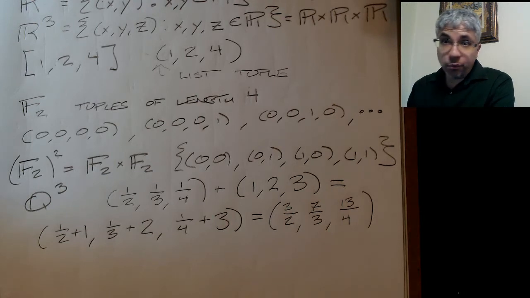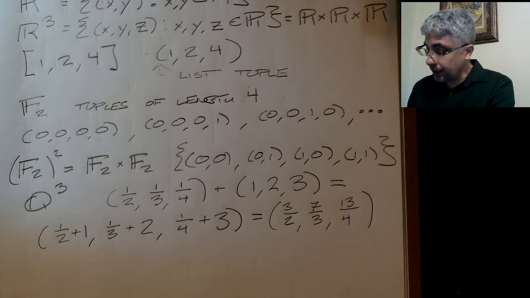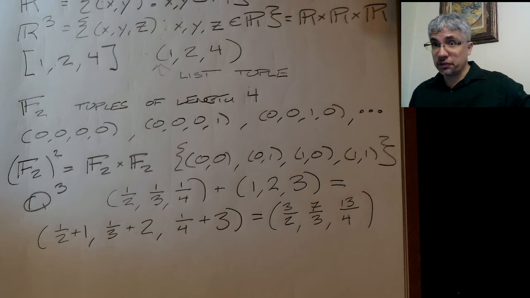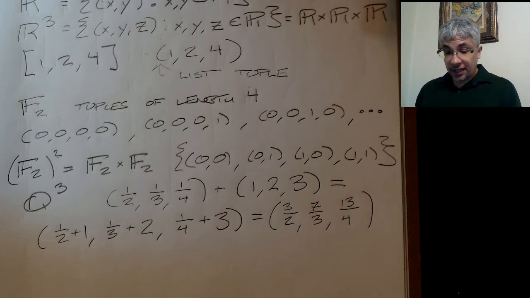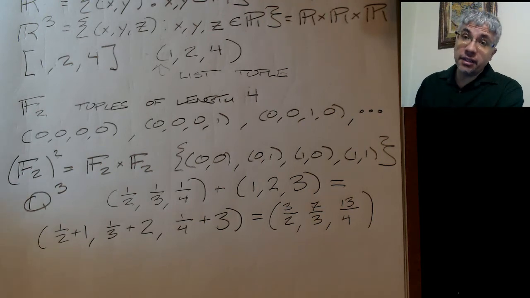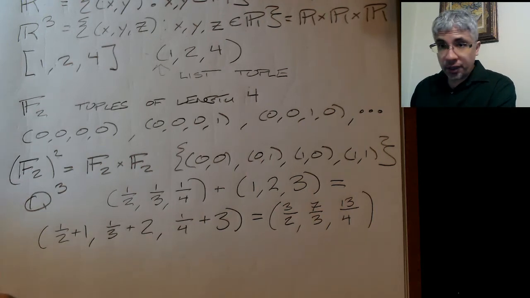So we add pointwise in the set of lists or tuples. And if we do this, there is sort of an additive inverse and an additive identity. And I can't say we have an inverse until we have an identity. So there's an identity and there's an inverse for each element. And what would that be?